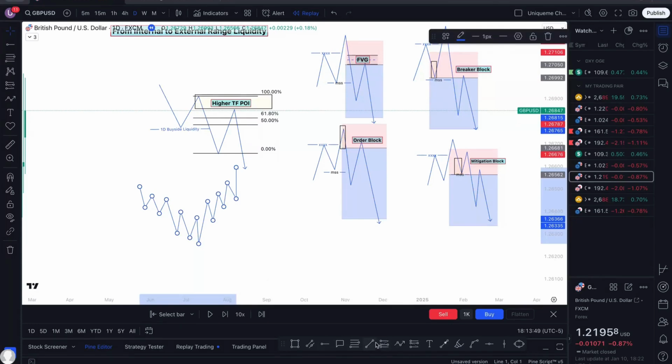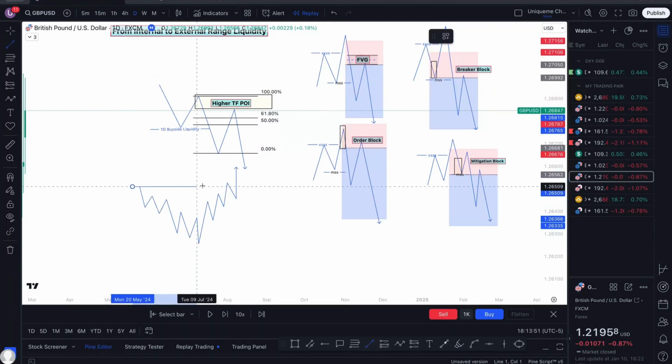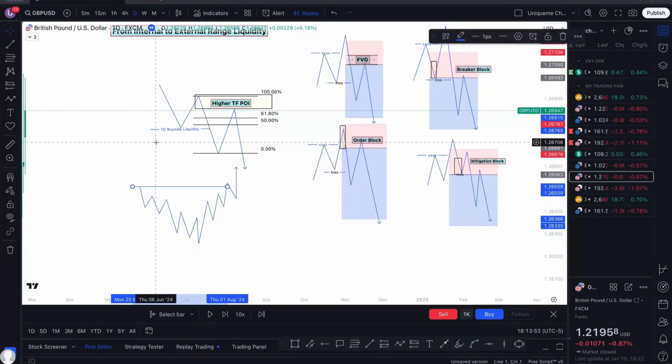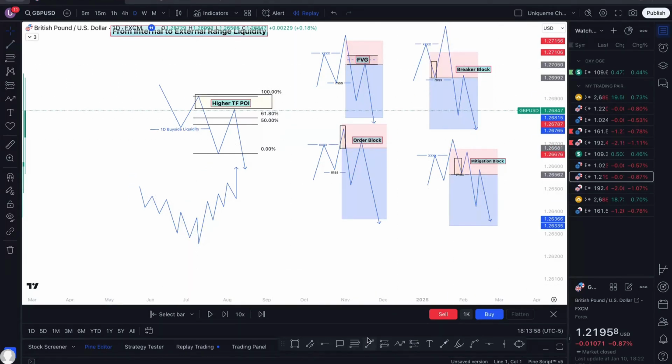And this is what we call what? The break of structure here. Right? The break of, sorry, not the break of structure. That's not for a buy. Let me put a line here. I'm trying to get a good drawing for you.